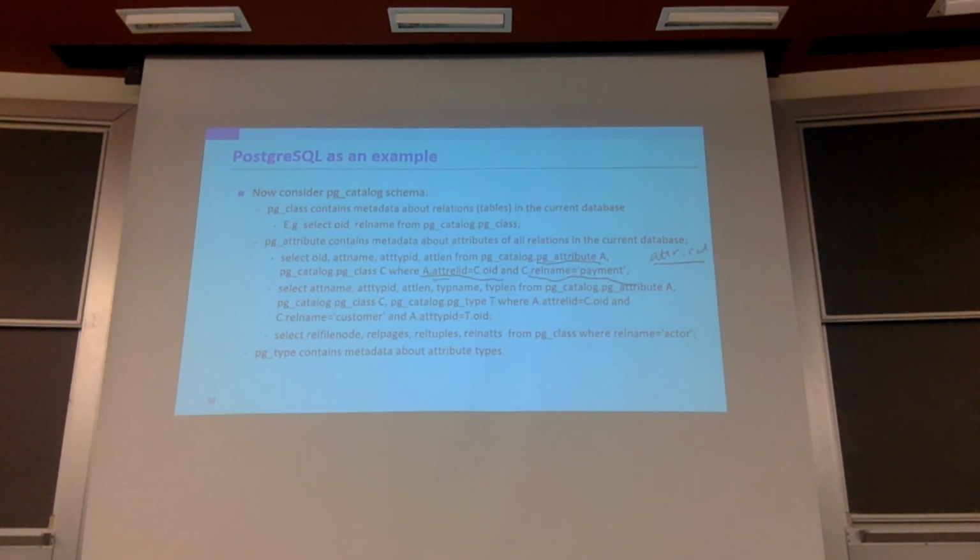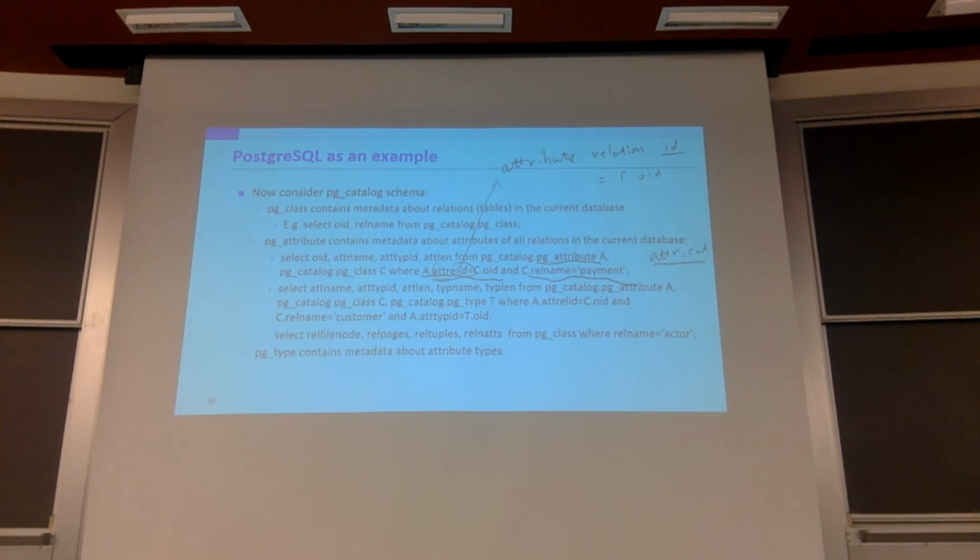So you can join on the attribute relation ID. You can do an equi-join on pg_attribute and pg_class on this ID, and it should match some of the OIDs in pg_class. And in pg_class, you do have a relation name, and you specify that as payment. So basically, this query gives you all the columns in payment.